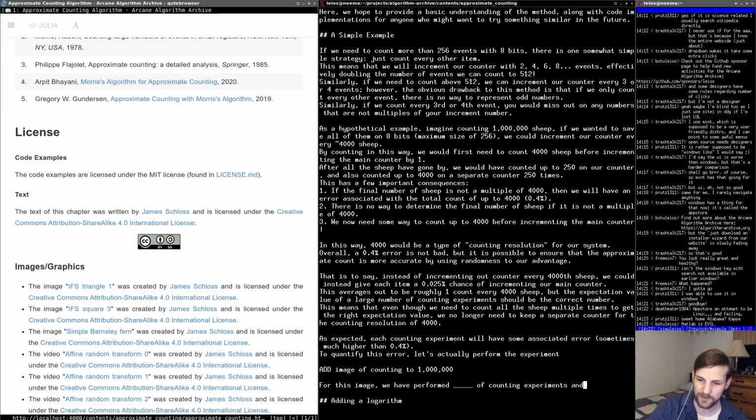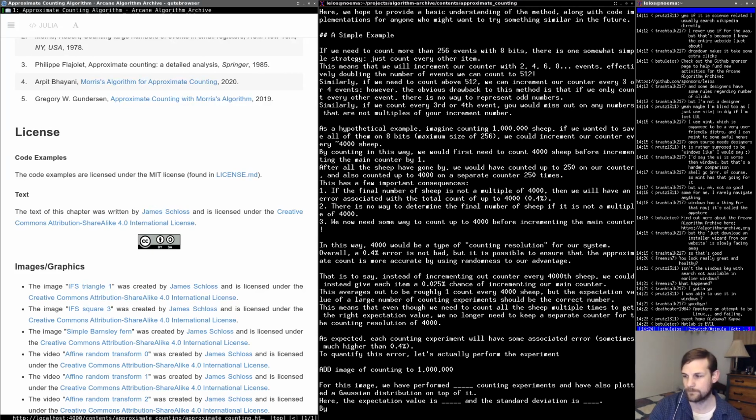That's probably true. So let me just go ahead and write this paragraph. For this image we performed, let's say, this number of counting experiments. We have also plotted a Gaussian distribution on top of it. Right, so the idea here is that we can find the expectation value, which is blah blah blah, and the standard deviation, which is blah blah blah, whatever. We'll find that.